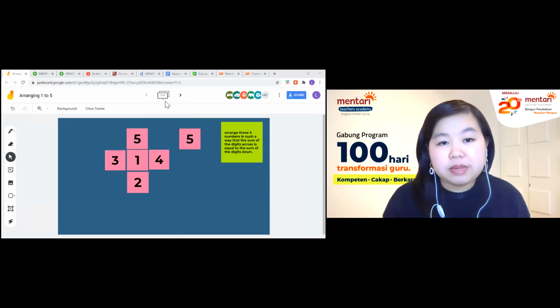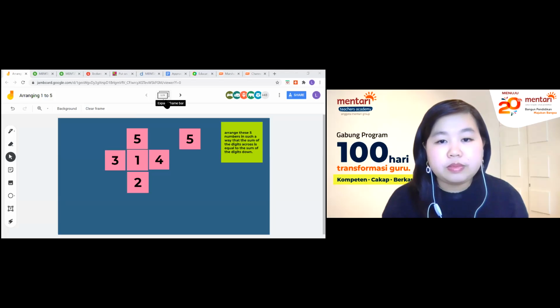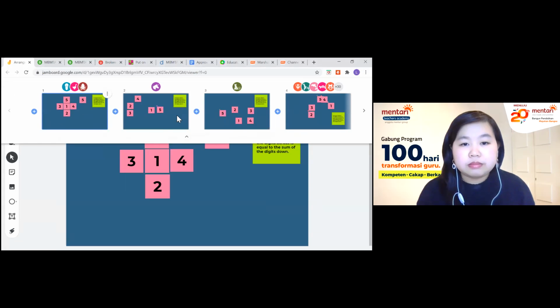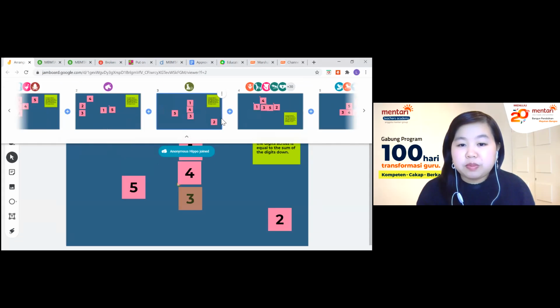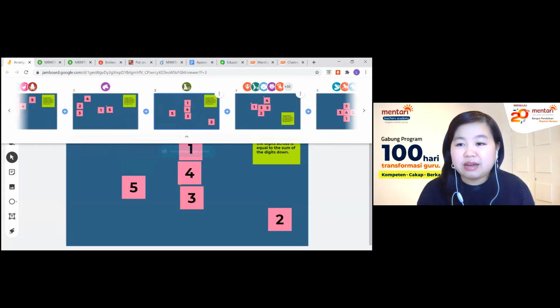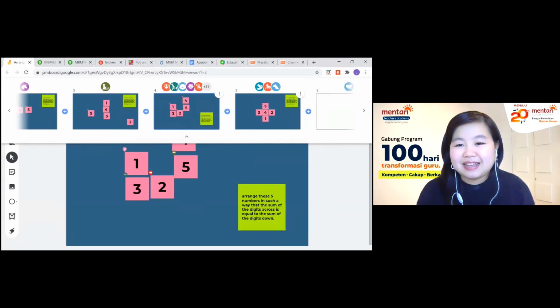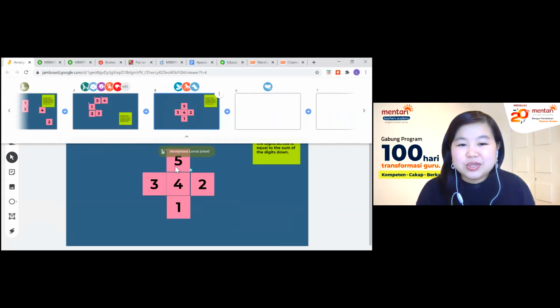So let's see if anybody else comes up with a different way to arrange these papers such that the total will be the same across and the same down. Okay, I can see that some people are starting to move the papers. Thank you for trying that out with us. All right, this one is an arrangement. I can see that the papers have been arranged, but I don't think the total is the same. So you might want to revise that one.